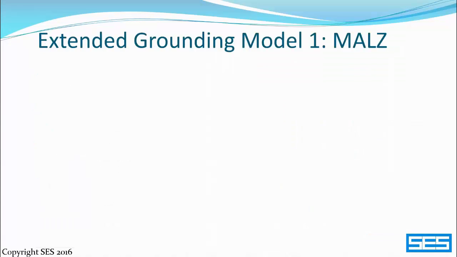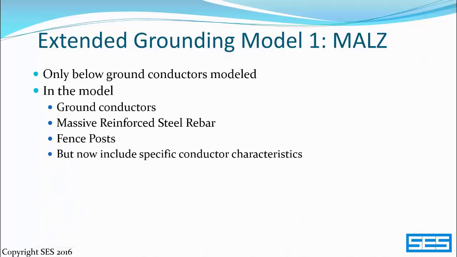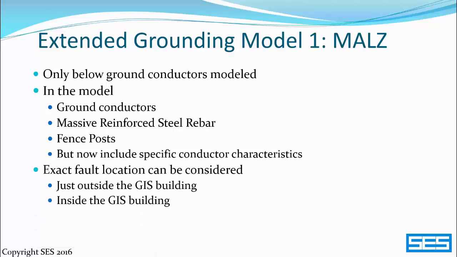We'll start with a simplified extended grounding model with the MALZ module. Again, only below ground conductors are being modeled, and we'll find many of the same elements as the previous model, the key difference being that now we'll include conductor characteristics. Also, we'll be able to consider the exact fault location. For illustrative purposes, I'll present results for faults just outside the GIS building and inside the GIS.